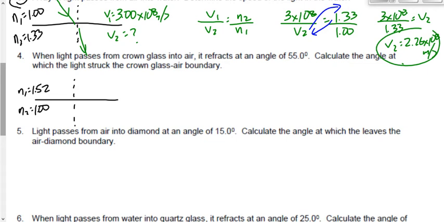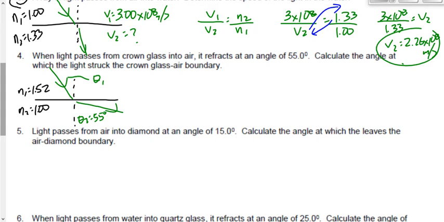Crown glass to air looks like this. Okay, there's our ray of light that's striking the boundary. What's going to happen to the speed of this light as it goes from crown glass to air? Speed up or slow down? N goes down, V goes up. Yeah, V goes up, and therefore theta is going to go up as well. So it's going to bend this way. Theta 1 is going to be smaller than theta 2. Now, we know that theta 2 is 55 degrees. We're solving for the value of theta 1 right here.